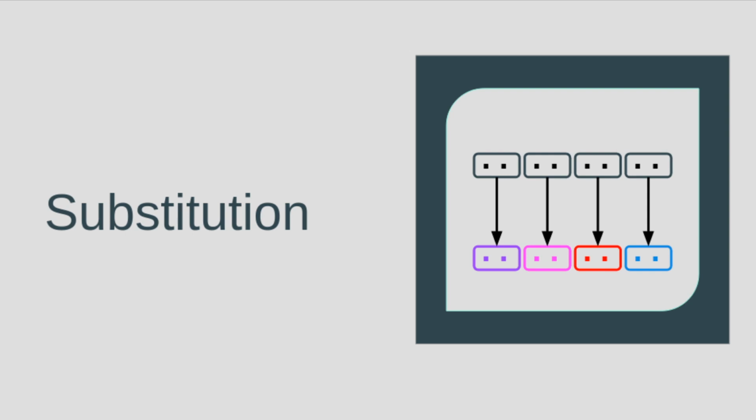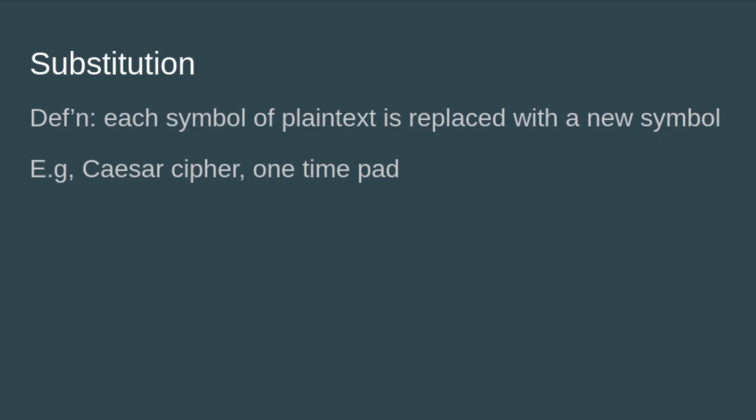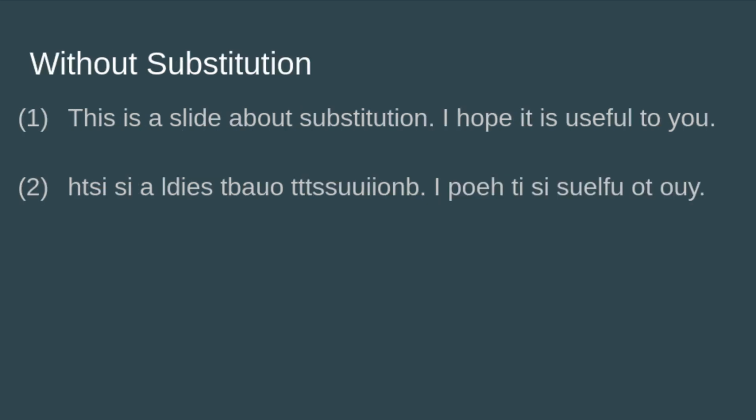Okay, let's talk about substitution next. Substitution means that each symbol of plain text is replaced with a new symbol. And we've already seen examples of substitution. The Caesar cipher and one-time pad both work by substitution only. Substitution obscures the original symbol.